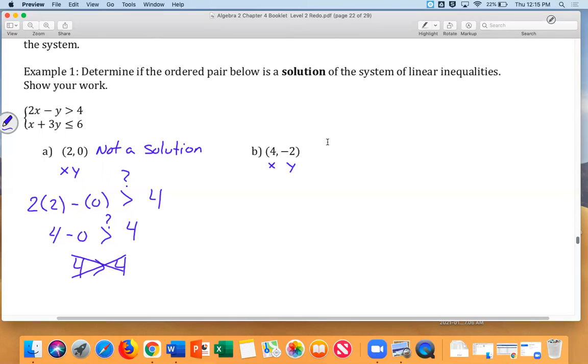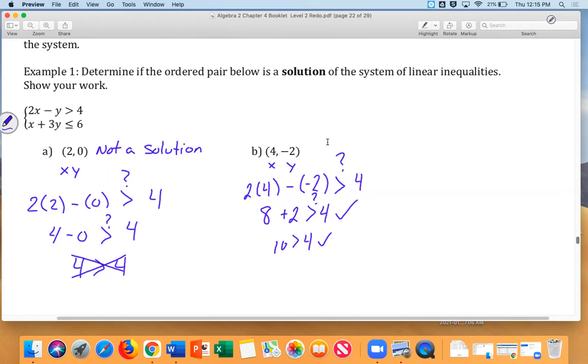Now over here, okay, I'm going to plug that in. So I'm going to do 2 times 4 minus -2. And I'm asking, is that greater than 4? Well, that's 8. Negative, negative, that's a positive. So is 8 plus 2 greater than 4? Yeah, I don't really care. As a math teacher, I don't care that that's 10, right? You already know right here that 8 plus 2 is more than 4. To work it out, you would just write 10 is greater than 4 and you'd move on, right?